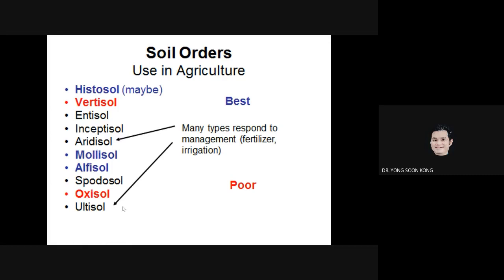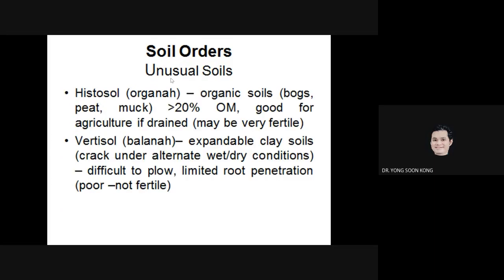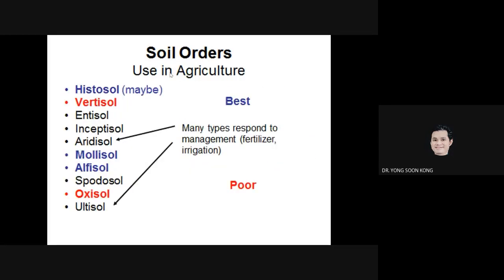And by saying do something, you need to put extra material. And this material could be organic material or even fertilizer. Because you want agriculture, and fertilizer is the only one that can keep it going. So these are the soil orders that are considered unusual, but quite good for agriculture. Wait, let's see, vertisol. Well, no, vertisol is not considered as good.